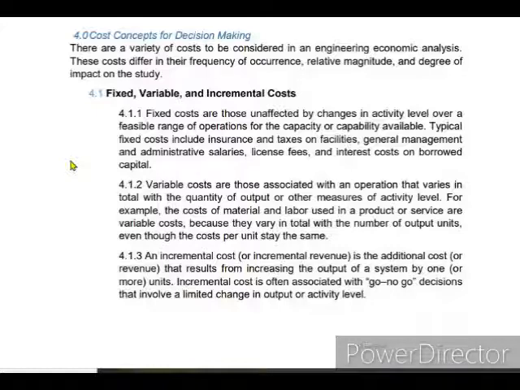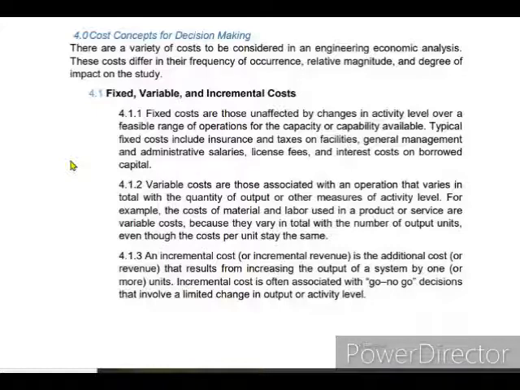So typical fixed costs include insurance and taxes on facilities, okay, because the cost of them is only based on the company who is issuing those insurance, okay, and based on the government, of course, when it comes to taxes. Then the general management and administrative salaries, license fees, and interest costs on borrowed capital. So those are fixed costs.